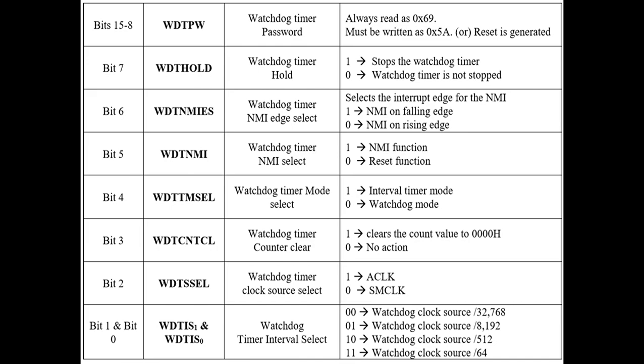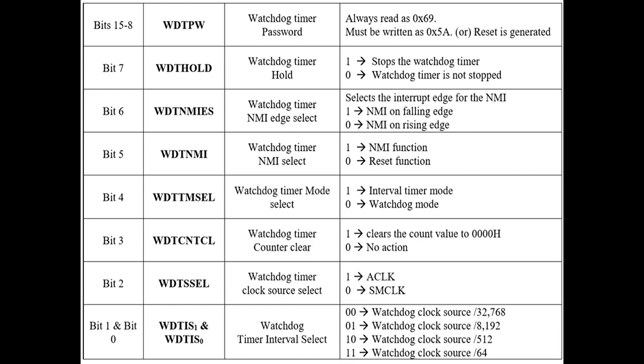Similarly, we need to select the clock signal, that is, from which device the watchdog timer will get the clock. By default, it gets the clock signal from the subsystem main clock, where the operating frequency is 1 megahertz. If it gets the clock signal from the auxiliary clock, its clock frequency is 32 kilohertz. Similarly, it is divided by the counter value, that is 64, 512, 8000, 32,000, like that. Based on that, its periodic time will be decided.